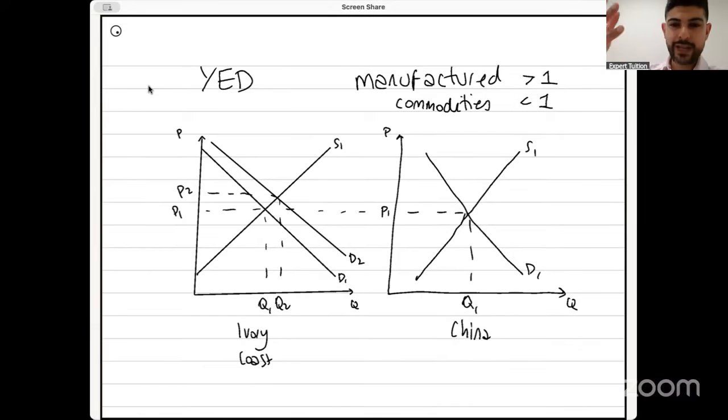The problem, though, is that we said that manufactured goods are far more elastic in demand. And therefore, as global incomes go up, the demand isn't just going to go up a little bit. Demand's going to go up like over here. Yeah? And now, suddenly, it's up there.